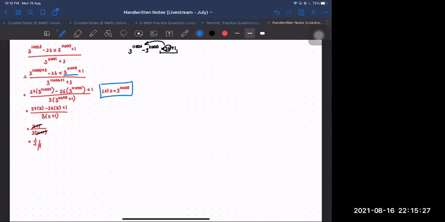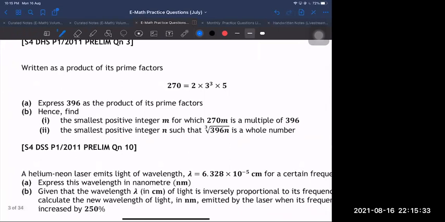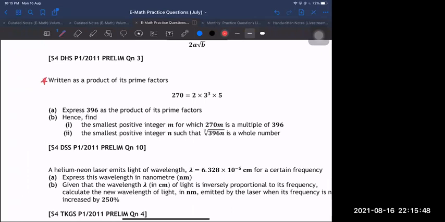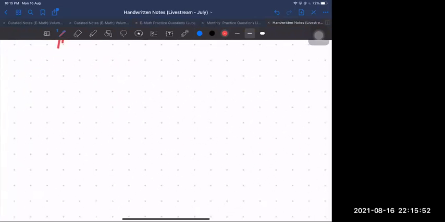Okay, let's move on. Now I have another question that I wanted to go through, which was this one. Question 3. This is the Dunman Secondary School question. Now, written as a product of its prime factors, 270 equals 2 times 3 cubed times 5. Express 396 as a product of its prime factors. Okay, so this is a pretty simple question. So let me do it quickly.